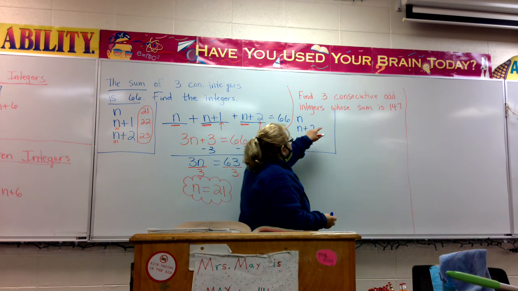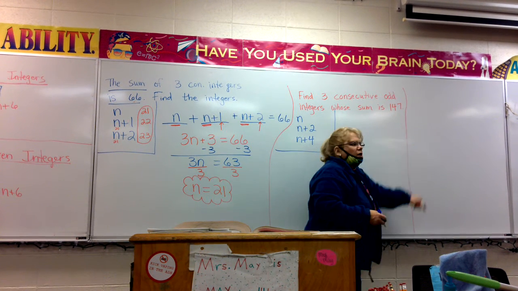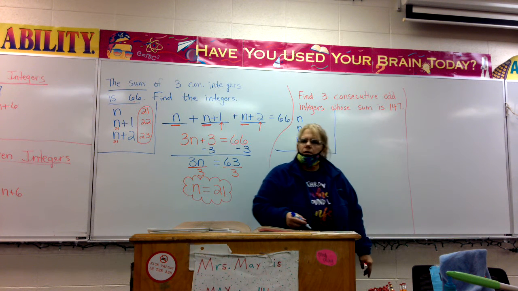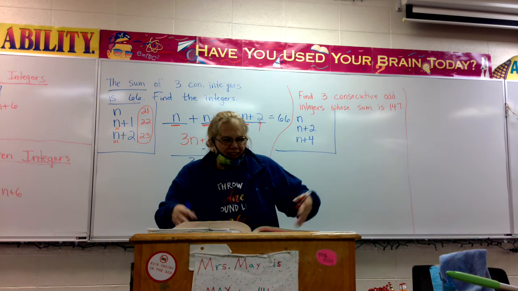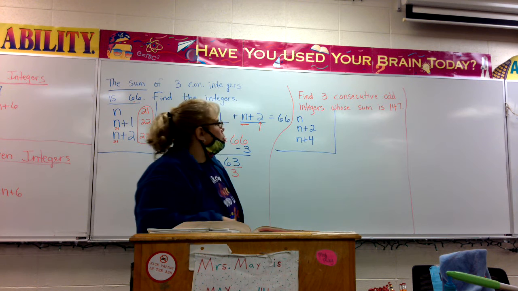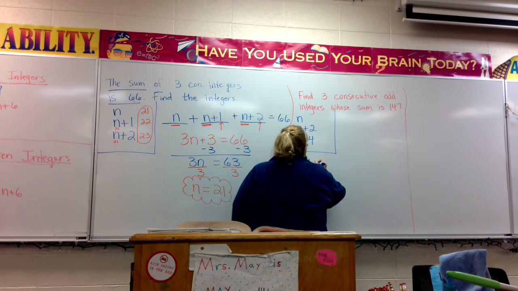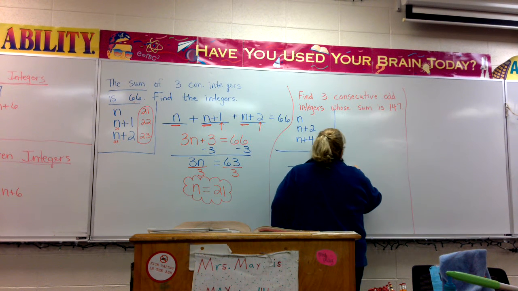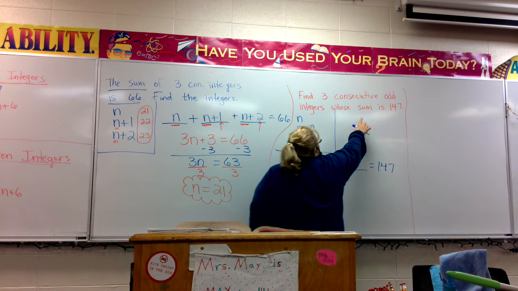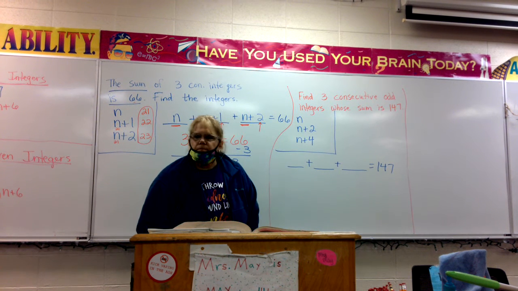What are the three consecutive odds? n, n plus 2, n plus 4. We'll put a box around it for now. What about those three consecutive integers? The sum is 147. Again, what does sum mean? Right, good. Sum means add. So we're going to add up those consecutive integers. I like to make three lines so I know I'm adding the right ones.